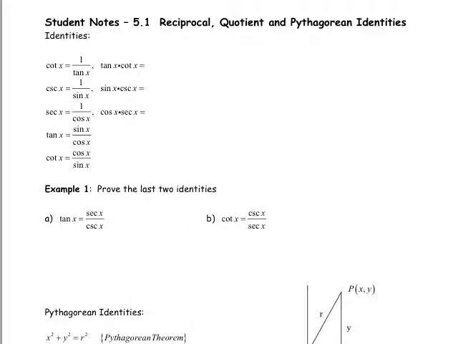Alright, so today we're going to start Unit 5, and that's your proof unit. And we're going to start with identities. So 5.1 is identities, and these 5 statements right here are identities that you should be familiar with.